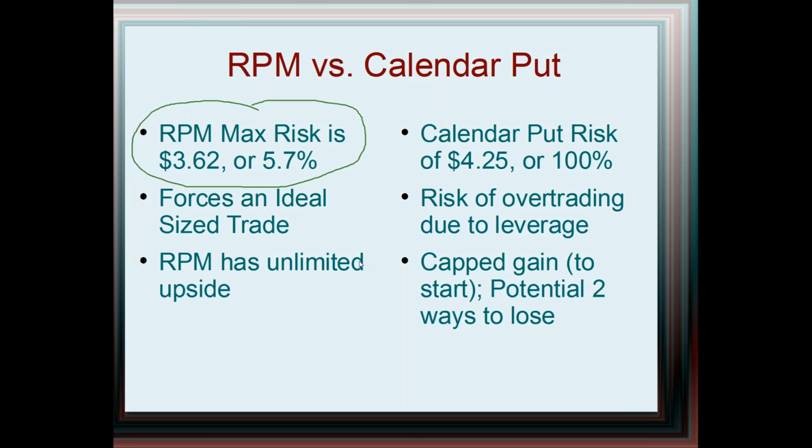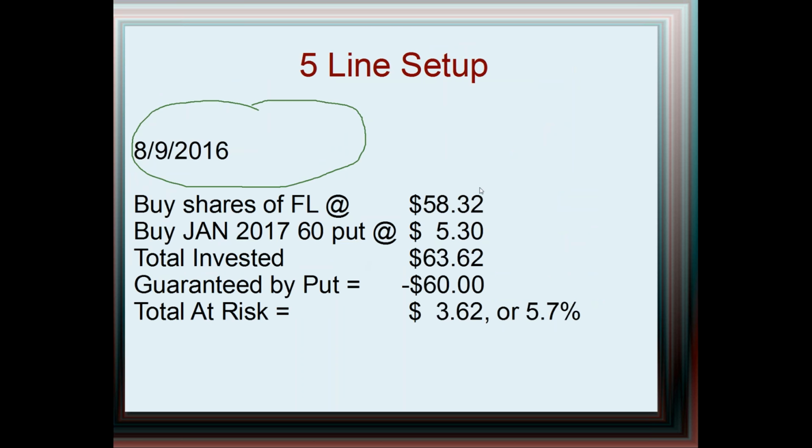Let me transfer over to the other slide here. Here we go. This would be the setup. Now, I have a risk of $362 or 5.7%. As the stock moves up and down, we're going to use income methods that are discussed in the blueprint to generate income, lower this risk, and leave our upside open.